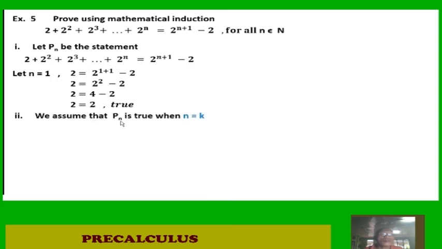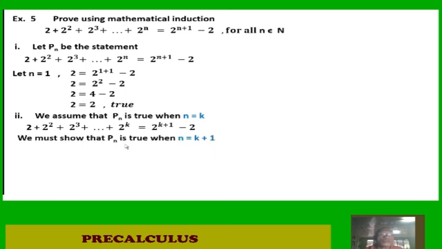Next, we assume that P of n is true when n is equal to k. So replace n with k. Then we have to show that P of n is true when n is replaced with k plus 1. So we have to add one more term because we add plus 1 to k. So this n is replaced with k plus 1. So k plus 1 is k plus 2.